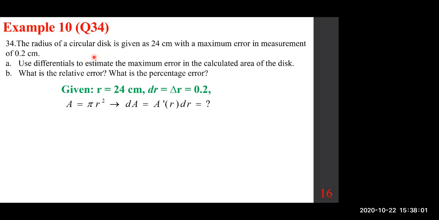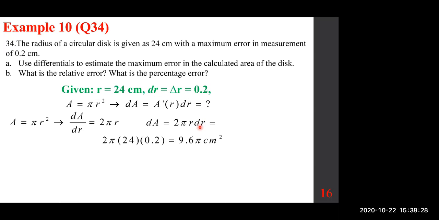So we are going to find A prime of R, or dA dr, and if you recall, it was 2 pi R because pi times R squared becomes pi times 2R, or 2 pi R. So we know that. Therefore, dA is 2 pi R dr. Again, I hope you remember that. Replace the R with 24 and the dr with 0.2. And there we have it, 9.6 pi centimeters squared.